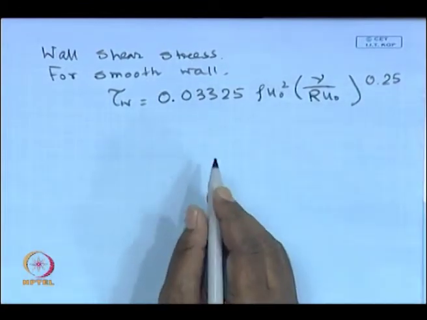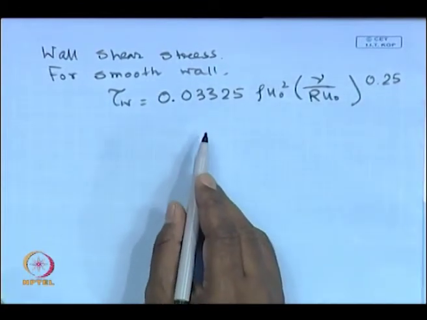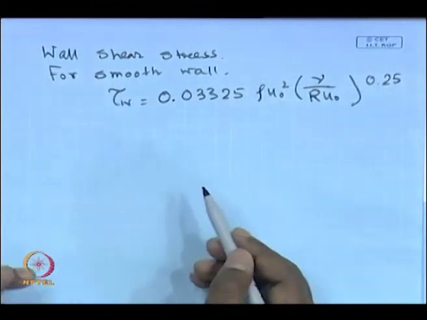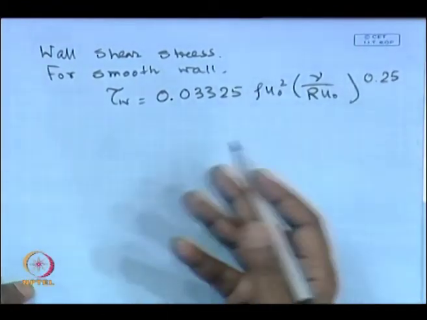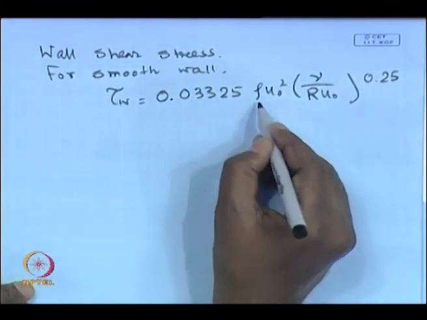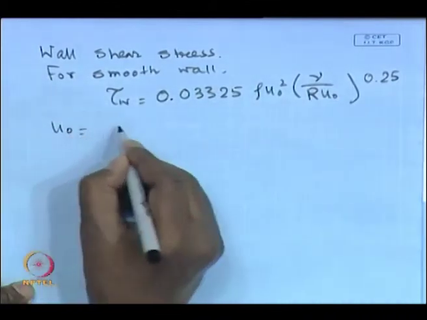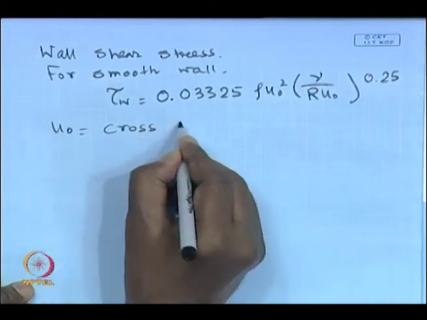You can look into any standard textbook of fluid flow, you will be getting this expression for the smooth wall or smooth tube wall, okay, or tube with a smooth wall. And rho is the density, u naught is the cross sectional average velocity. This u naught is the cross sectional average velocity.